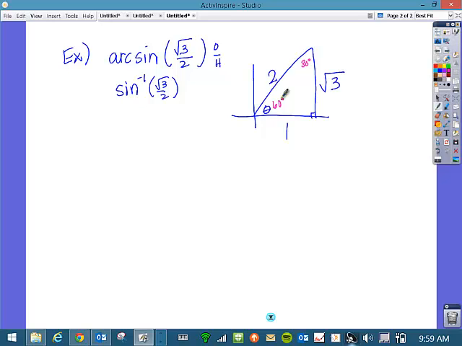So the value is 60 degrees, but let's say we want this to be in radians. So sine inverse of root 3 over 2, or arcsine of root 3 over 2, is equal to pi over 3. So with these inverse trig functions, your answer is going to be an angle. I give you the value, and we're going backwards. Instead of me giving you the angle and you evaluate sine at that angle, I give you the value, we're going backwards, and we're trying to find the angle. So your answer for these is going to be an angle.